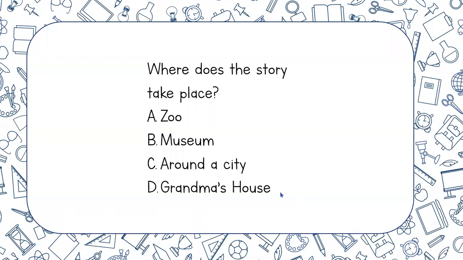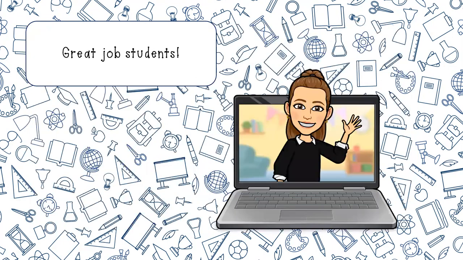Okay, let me know if you have a whiteboard or a piece of paper. You can hold up your answer. You can let the person next to you know who you're learning with what the answer is. Is it A, B, C, or D? Oh, you guys are so smart. You're right. It's C, around a city.